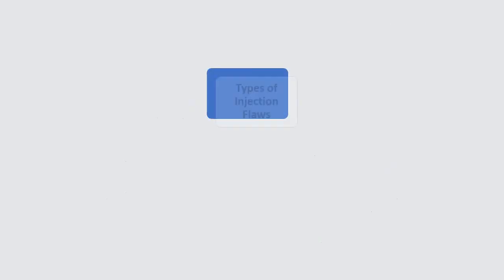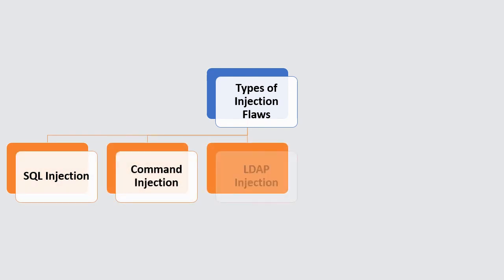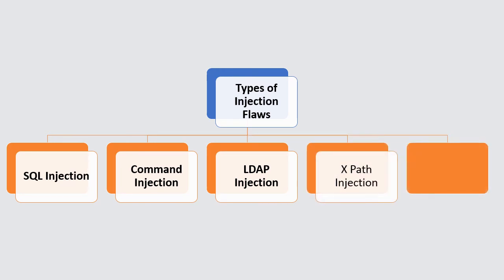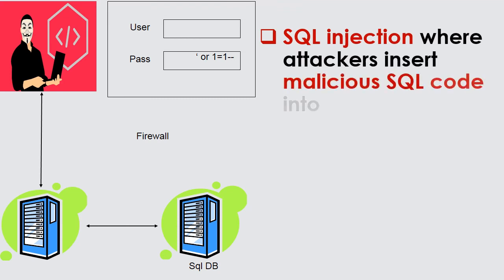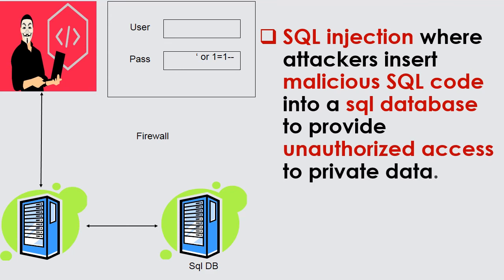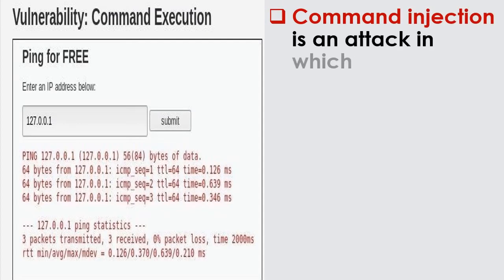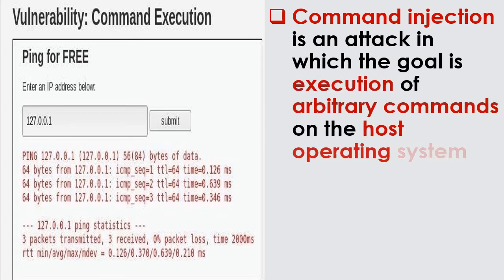Common types of injection flaws are SQL injection, command injection, LDAP injection, XPath injection, and XML injection. SQL injection, where attackers insert malicious SQL code into a SQL database to provide unauthorized access to private data. Command injection is an attack in which the goal is execution of arbitrary commands on the host operating system via a vulnerable application.